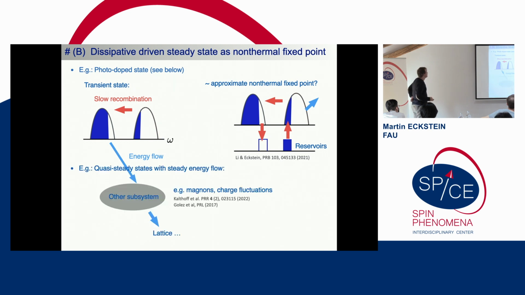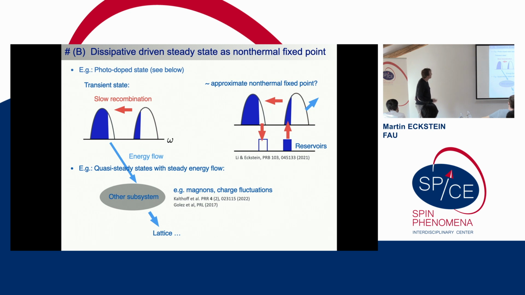Or I can think of this energy as actually being passed on to some other subsystem, and from there maybe to the lattice. These other subsystems could be magnons or plasmons or plasmonic excitations. And then you have this subsystem, which is actually strongly driven. And there are nice proposals, for instance by Andy, that you can have a magnetic subsystem that actually evolves into a steady driven state, which can be very different from an equilibrium state.